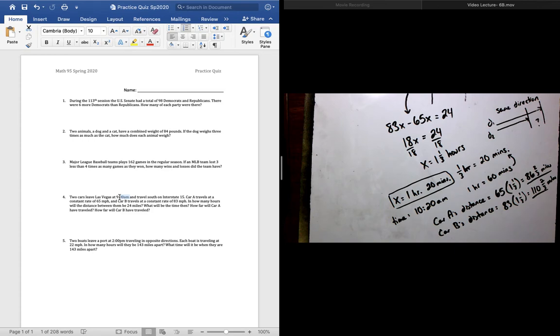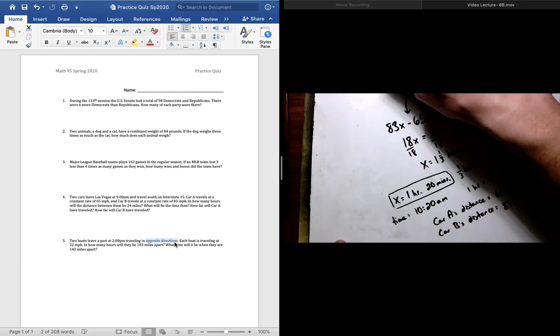That's it. I'll leave it to you to try number 5. The setup is going to be very similar. In this case, though, there's one major difference. When two values are going in the same direction, like the one that we just saw, we subtract. However, in the next problem, they tell us that the two boats are traveling in opposite directions. So because they're getting farther apart from one another and going in opposite directions, we actually add those two distances together. Visually, it looks something like this.